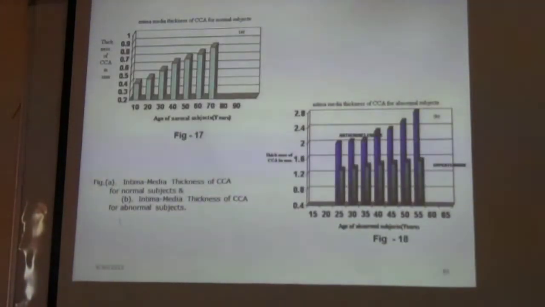Okay, and this is a graph. It's showing intima media thickness of the common carotid artery for normal subjects. See this one. This is the age of the subject in years, 10 years old, 20, 30, 40, 50, likewise up to 90. This shows the thickness of the CCA in mm.